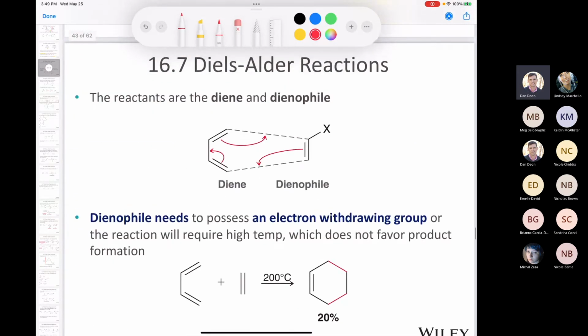Well, let's just review a couple more terms here. I already explained to you what a diene and a dienophile was. And in order for this reaction to work well, you probably noticed this little X here, and you're like, what's the X? It says that in order for the dienophile to be reactive, it has to possess some kind of electron withdrawing group, sometimes called an EWG, in order for the reaction to proceed. If it doesn't have an electron withdrawing group, it requires such high temperature that it doesn't favor product formation. So if you're wondering what are the electron withdrawing groups that we could add, Mr. Dion? Well, let's take a look.